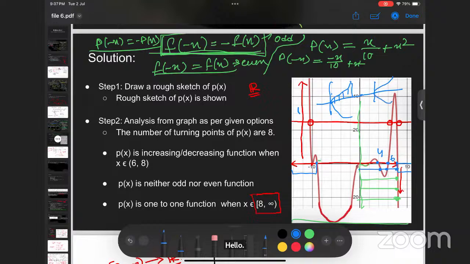Ma'am, it's not a function. Oh, she is giving an example, brother. Yes, this is just an example, for a monotonically increasing or decreasing function.